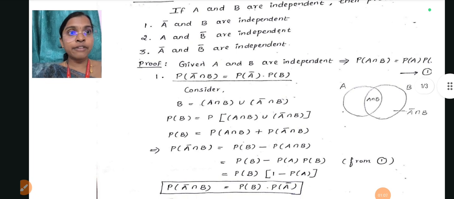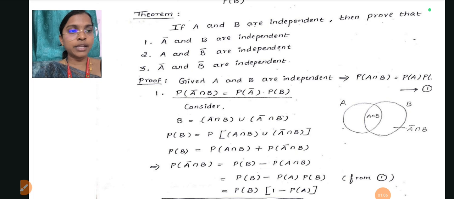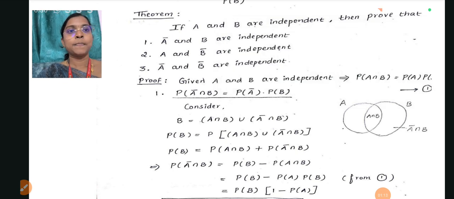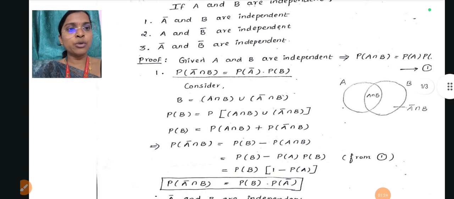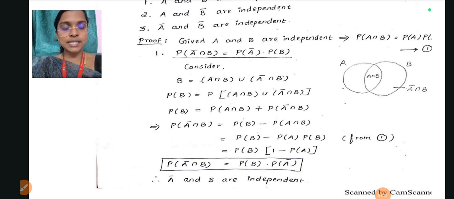So it is enough to prove, as A and B are independent, that probability of A intersection B is equal to probability of A into probability of B. Here we have to prove A complement and B are independent. It is enough to prove probability of A complement intersection B is equal to probability of A complement into probability of B. For that, we are considering B is equal to A intersection B union A complement intersection B.